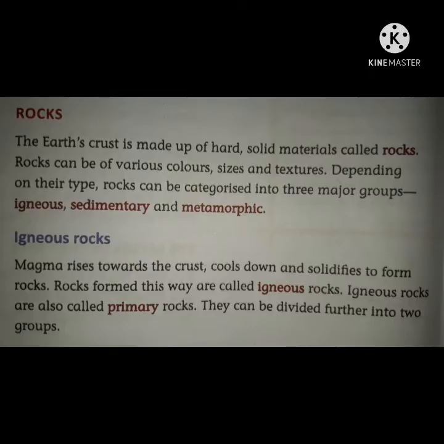When magma rises towards the crust, it cools down and solidifies. The rocks formed when it solidifies there are known as igneous rocks. These are also known as primary rocks, which can be further divided into two groups: extrusive rocks and intrusive rocks.